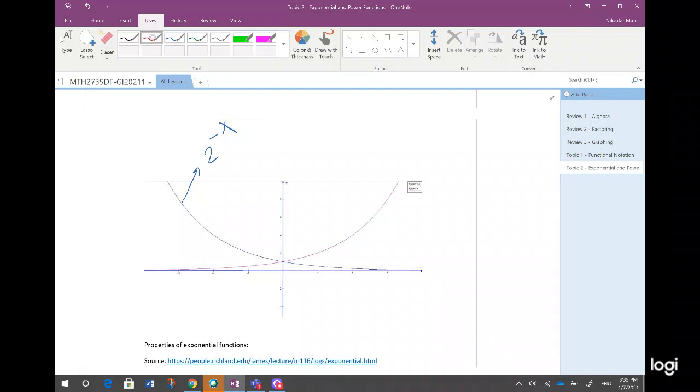Now this one is 2 power x. When we continue on positive, it's getting larger and larger. When we continue on negative, it's going to be smaller and smaller and eventually goes to 0. So that's the behavior here.